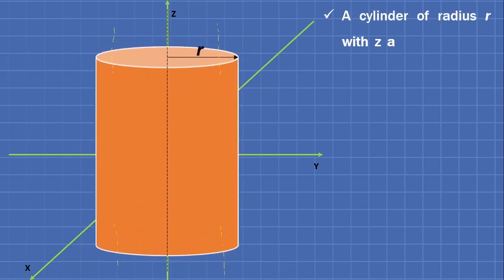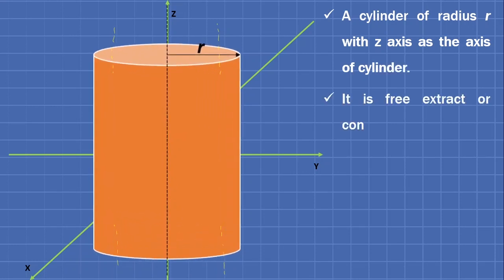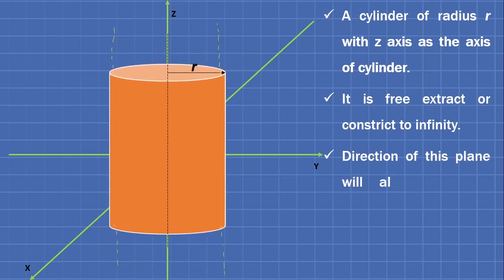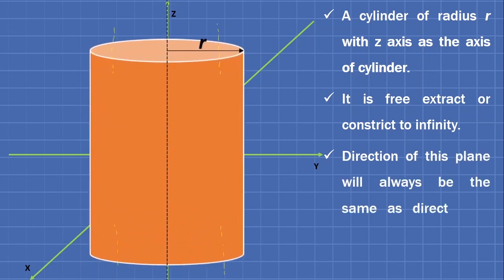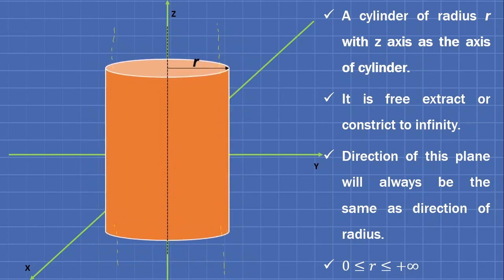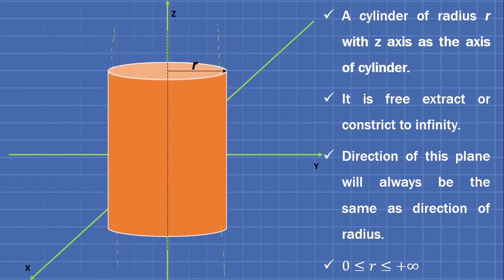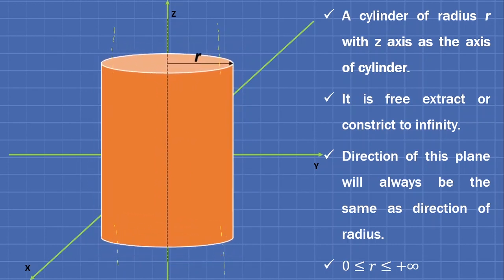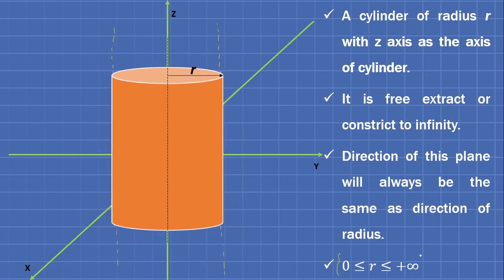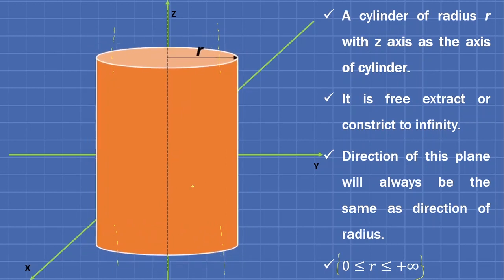So our first surface is a cylinder of radius r with the z axis as the axis of the cylinder, and it is free to expand or contract to infinity. The direction of this surface will always be the same as the direction of the radius. So for any point, the direction of the radius will be the direction of this surface. Here the range of the radius will be 0 to plus infinity. Fine. It can shrink to 0, it can expand up to infinity.